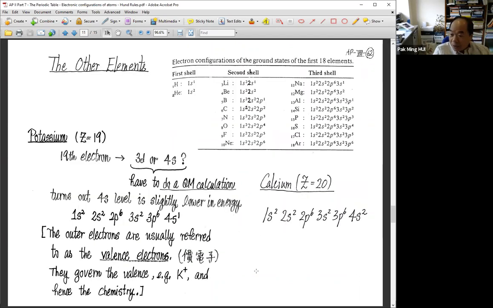How about the other elements beyond the first up to 2s? Then you start filling 3s1, 3s2, and so on. And that is sodium onwards.